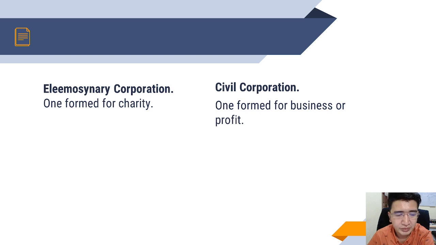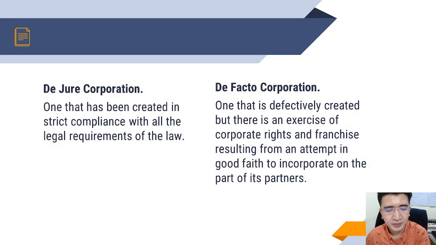Eleemosynary and civil. When we say eleemosynary corporation, one formed for charity. Okay? When we say civil corporation, one formed for business or profit. So, as you can see, these corporations, kaya ko sila pinagtabi because they have opposite definitions. Eleemosynary is for charity, civil corporation is for business or profit. Diba? Magka-opposite sila. Ganun din yung past na mga examples natin. And then we have de jure and de facto corporation.